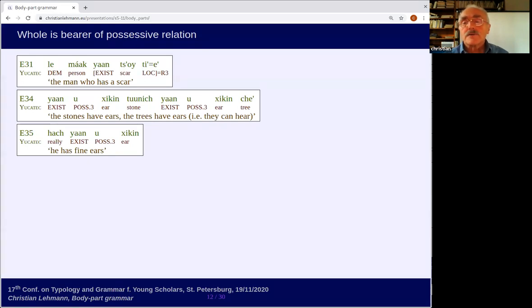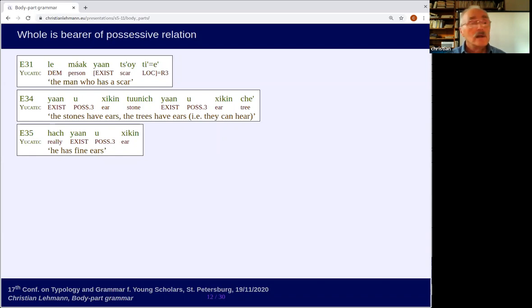Inessential body parts are straightforwardly used as characteristics of their possessors. So the man who has a scar literally says the man that there exists a scar to him. By contrast, ascription of possession of a thing to a possessor that possesses that thing inherently was at times declared ungrammatical in linguistics. Examples like the girl has a leg and so on. Such constructions are not ungrammatical. They just require special conditions to make sense.